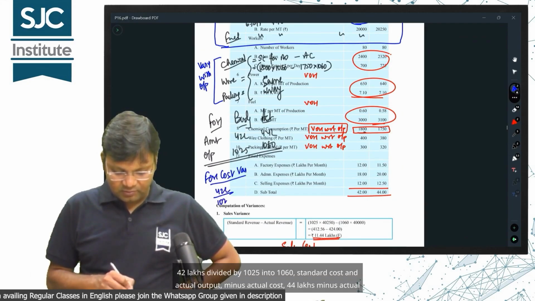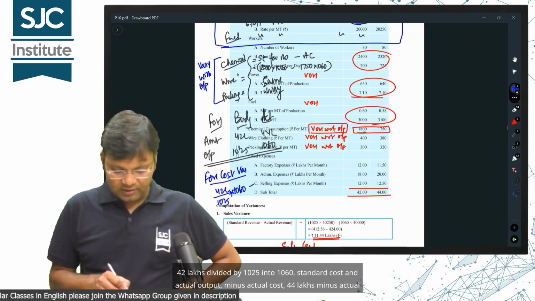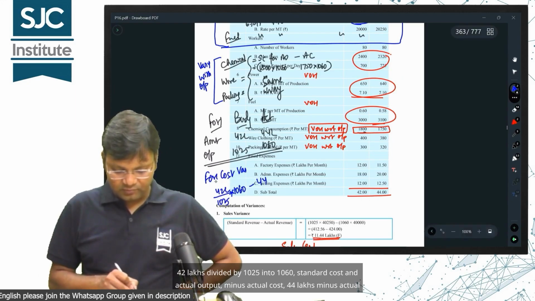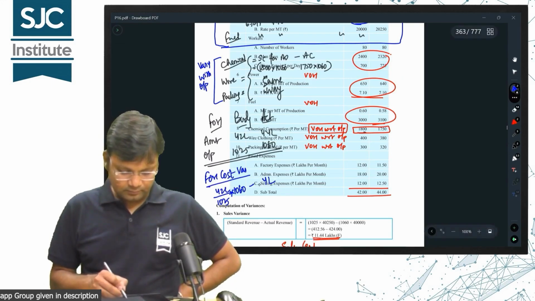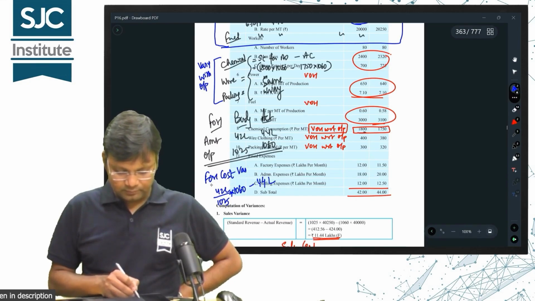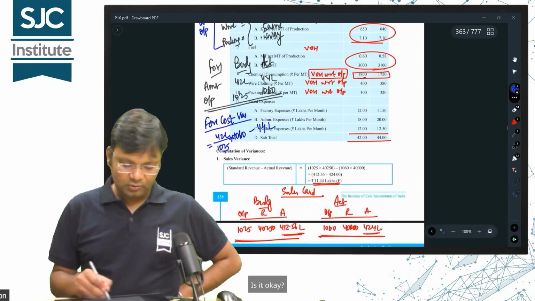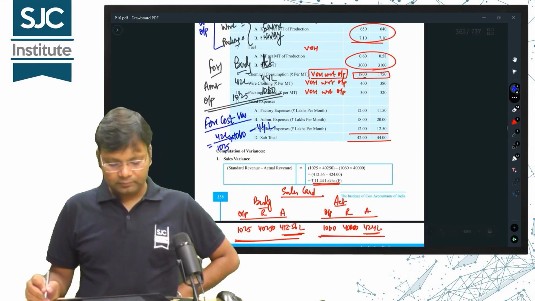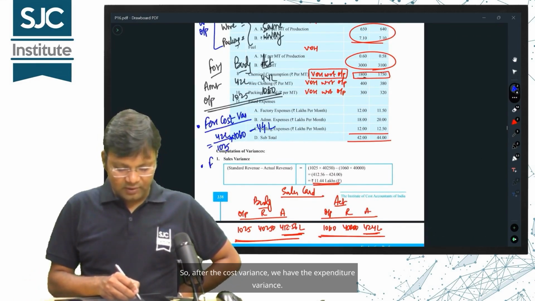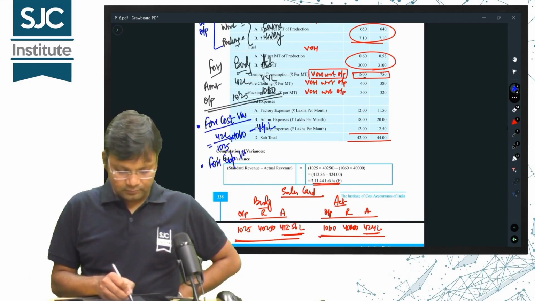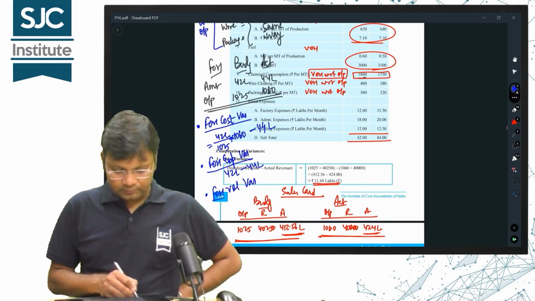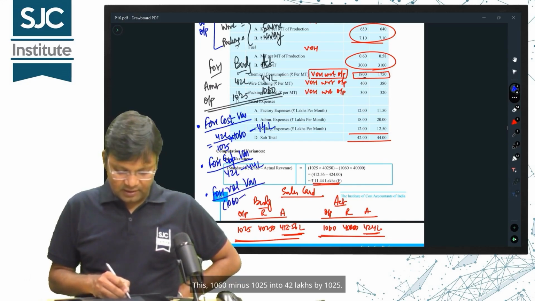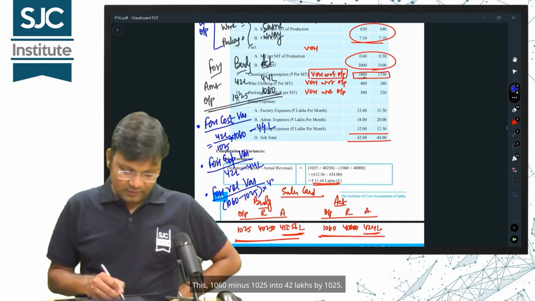42 lakhs divided by 1025 into 1060 is the standard cost of actual output. Minus actual cost, 44 lakhs minus actual cost, 44 lakhs. Is it okay? So, after the cost variance, we have the expenditure variance: 42 lakhs minus 44 lakhs. Then comes the volume variance: 1060 minus 1025 into 42 lakhs by 1025.